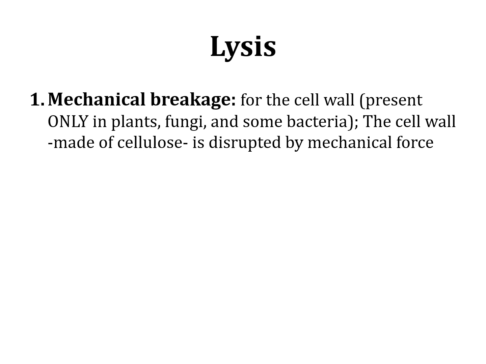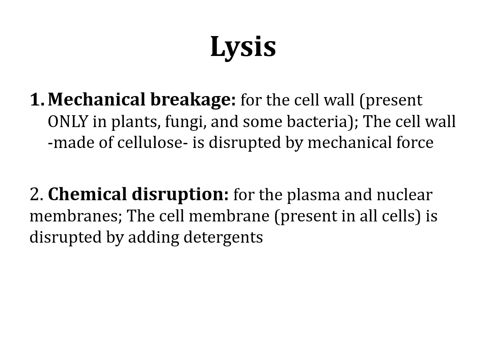But if it doesn't have a cell wall, then we move on immediately to chemical disruption, which is used for all cells because all cells have plasma and nuclear membranes. The cellular membrane is present in all cells, and this is done by adding detergents. You learned last class that detergent can break the cell open by forming mixed micelles, these monolayer structures. This will create holes, and then the cell will rupture.